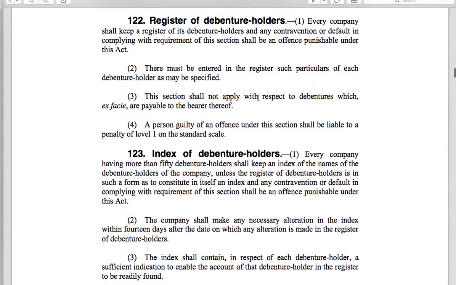Register of debenture holders means debt holders, your creditors who have given you money against your fixed assets or collateral, are called debt holders.